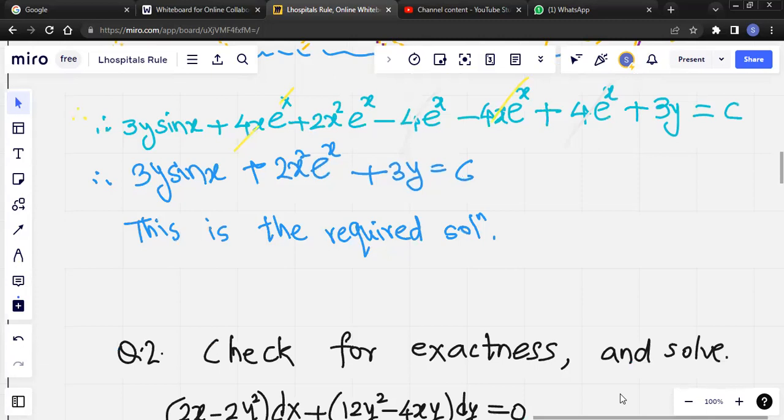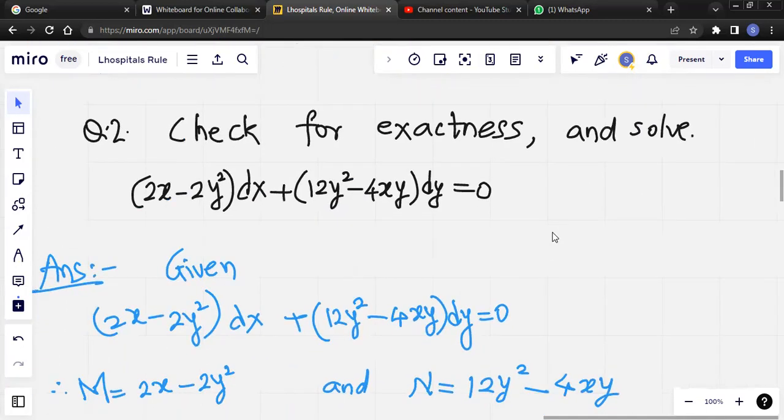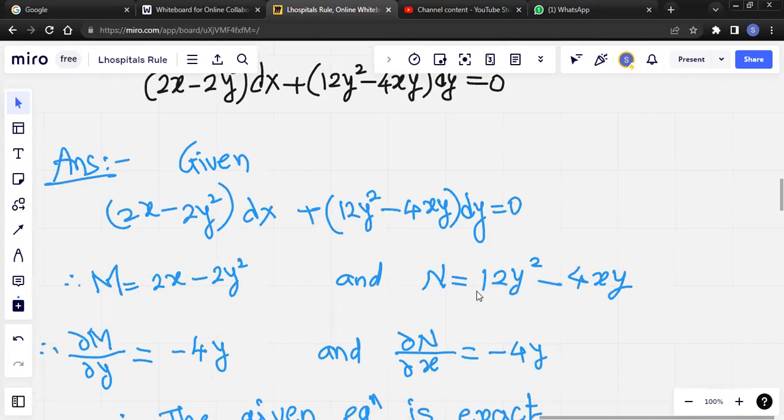Let us go for another question of the same kind. The question says, check for exactness and solve. This was (2x minus 2y square) complete dx plus (12y square minus 4xy) dy equal to 0. Now let us note down our M and N.